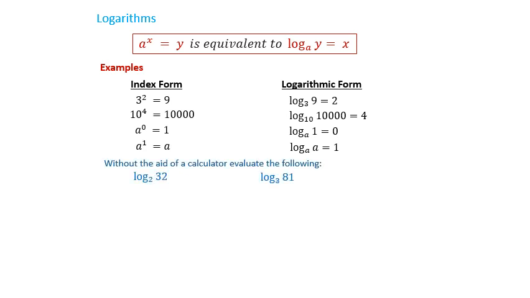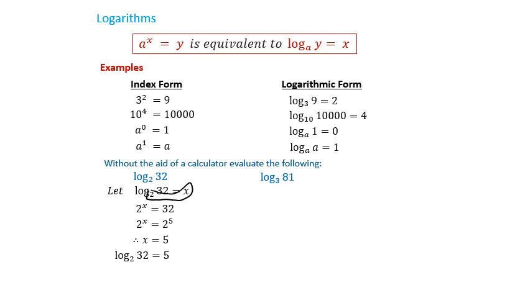Now, this says, without the aid of a calculator, evaluate the following. Let's look at how this works. We start by saying let log base 2 of 32 equal x. If we write this in index form, we can use our SOC rule. So we can say 2 to the power of x is equal to 32. We can see, I hope, that 32 is equal to 2 to the power 5. Once you've got the same bases, we can say, therefore, x must equal 5.